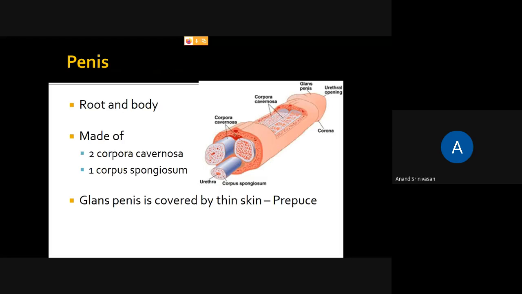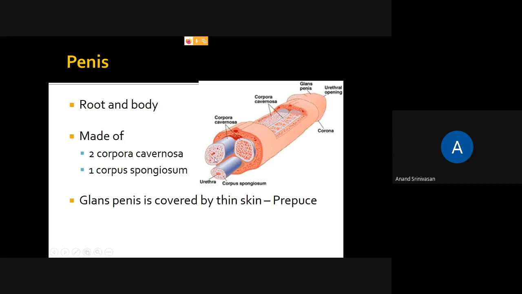All right. Coming to the last portion, the penis. The penis has a root and a body. If you take a cross section, we have seen it in the previous lecture, right? There are two masses on the top, on the dorsal surface, called corpora cavernosa. Corpora is the plural form, singular is corpus. So it is composed of two corpora cavernosa and one corpus spongiosum.